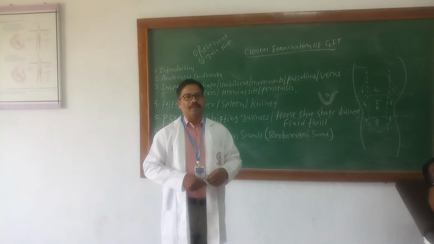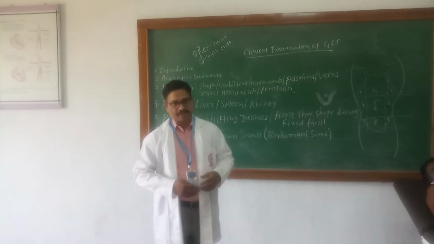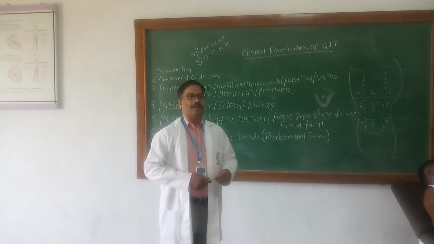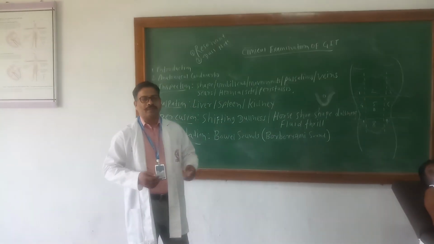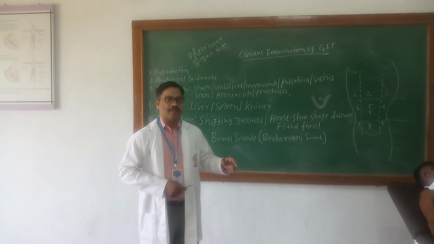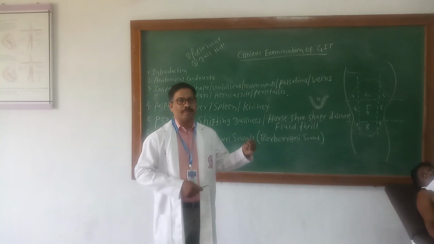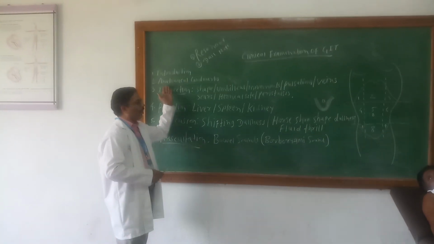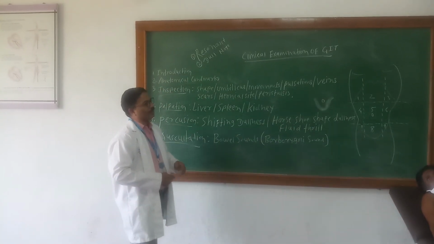For example, vomiting, constipation, GI bleeding, hematemesis, ulcers. There are so many complaints which are related to the GIT. So we are going to examine the GIT. For example, jaundice, like that. Then anatomical landmarks are very important.